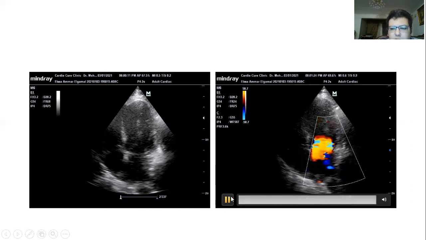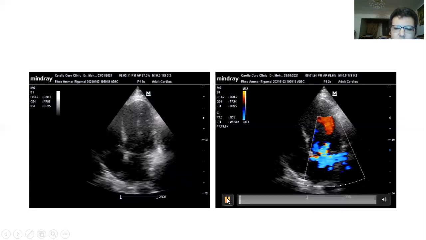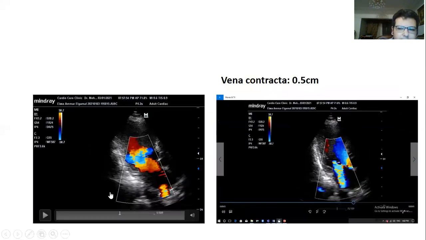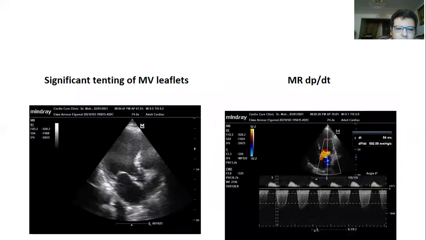Here is the mitral regurgitation. It seems that it is moderate mitral incompetence, occupying less than 30% of the left atrial area. Here the calculated vena contracta is 0.5, denoting a moderate mitral regurgitation. Here we can appreciate the significant tenting of the mitral valve leaflets. Let's draw an imaginary line at the level of the mitral annulus. Here is the tenting area.